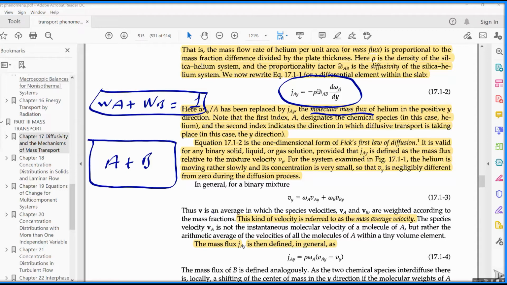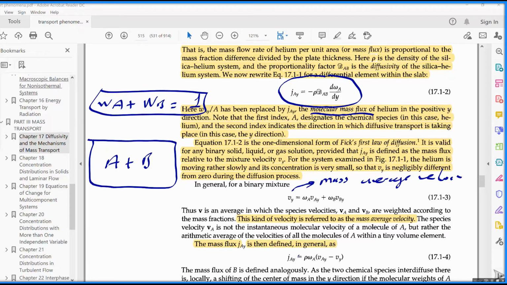Here V is the average velocity of the mixture, in which the species velocities are VA and VB. This kind of velocity is referred to as the mass average velocity. We calculate the mass average velocity of the mixture from the individual species average velocities multiplied by their mass fractions. So then the mass flux.